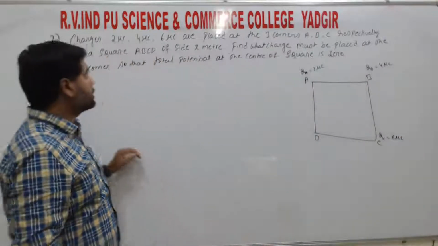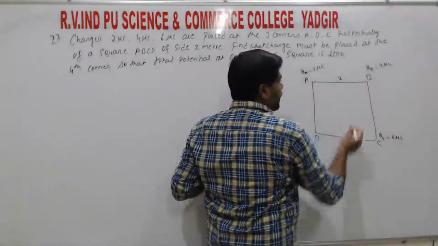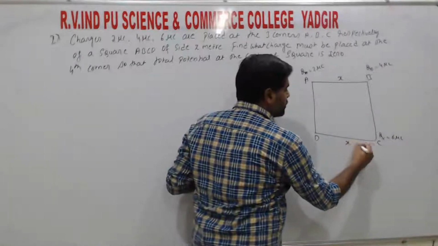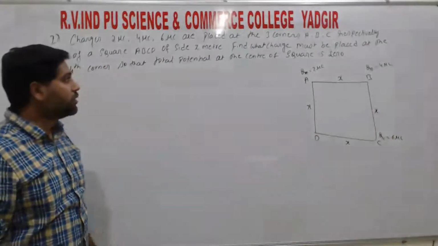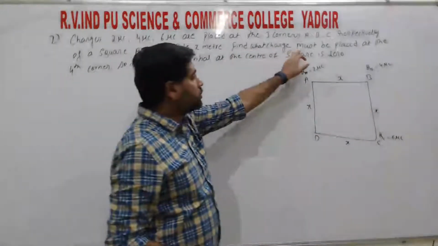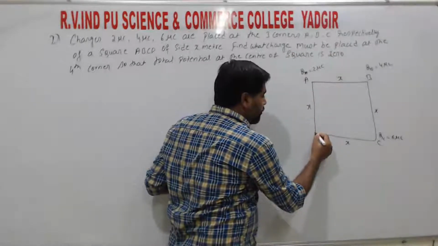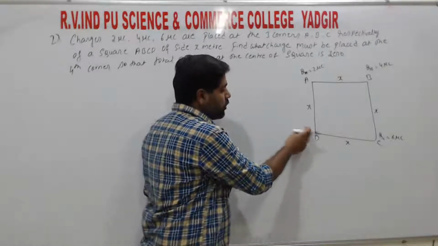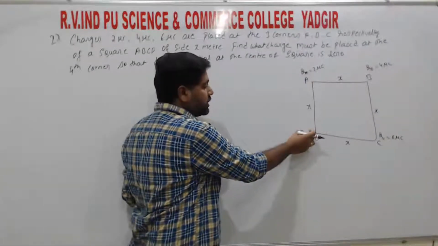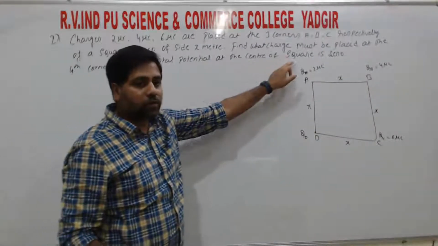Next, the square has the side x, so all sides are equal, distance x. Find what charge must be placed at the fourth corner. That means here we are placing one charge, that is QD. We don't know the value of this charge. We are placing the charge such that the total potential at the center of the square is 0.